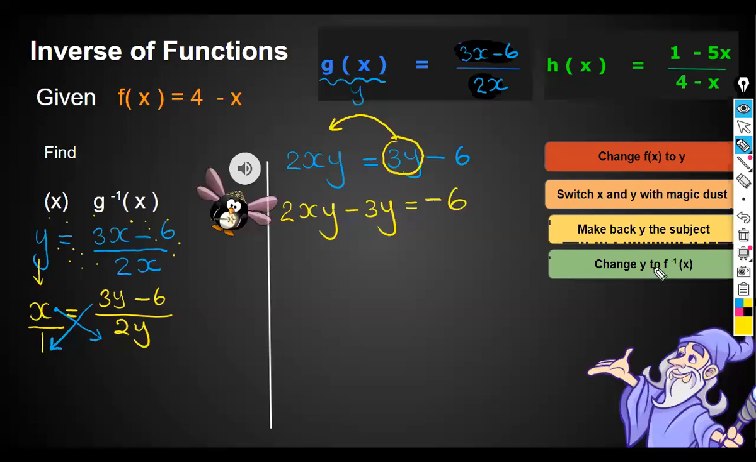All right, great. So now we can factorize, because here has a y and here has a y. Extract the y and you'll be left with 2x minus 3, and this is equal to -6. What do we have in between here and here? A multiply. This whole bracket is a multiply. Throw it across and you'll get a divide. Look at that. We were able to make y the subject. And once you make y the subject, you can scratch it off and put f inverse of x.